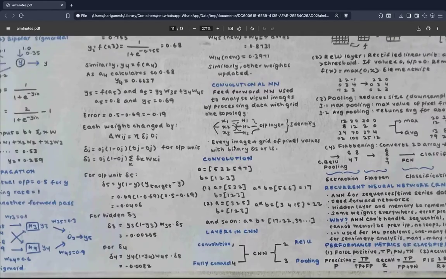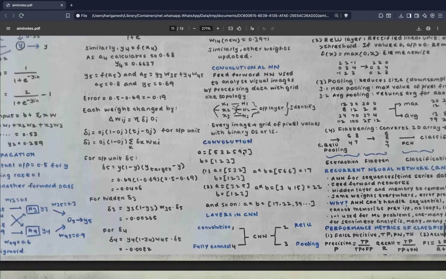Time to look at some theory again. Convolution neural networks are feed-forward neural networks used to analyze visual images. They process data with grid-like topology. So every image becomes a grid of pixel values, with binary zeros or ones. So, a simple look at the process of convolution.